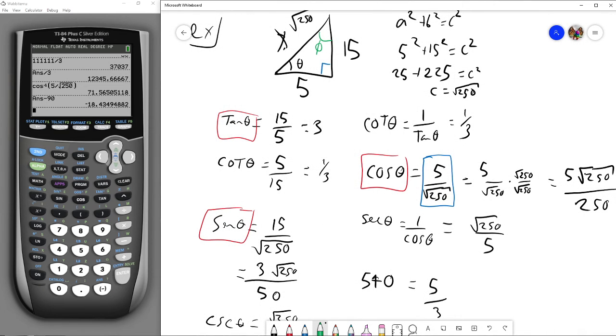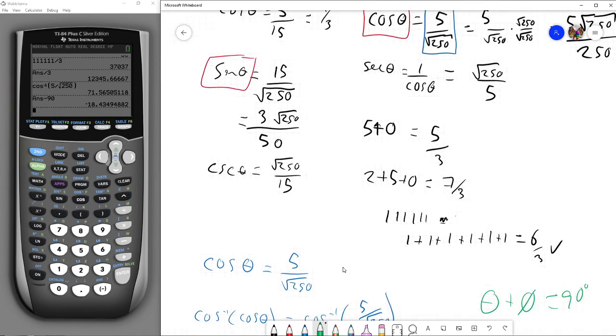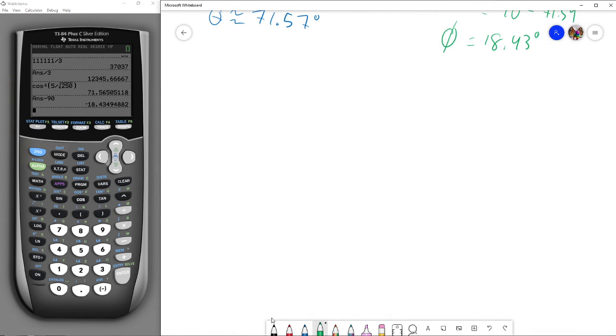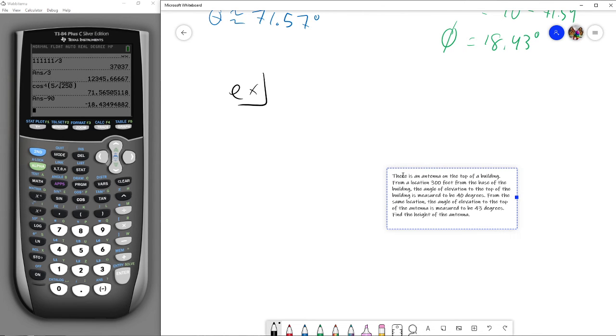Let's see. Now let's go ahead and do a nice word problem. Let's see here, where did that word problem go? Here is our nice word problem. Alright. So, example.